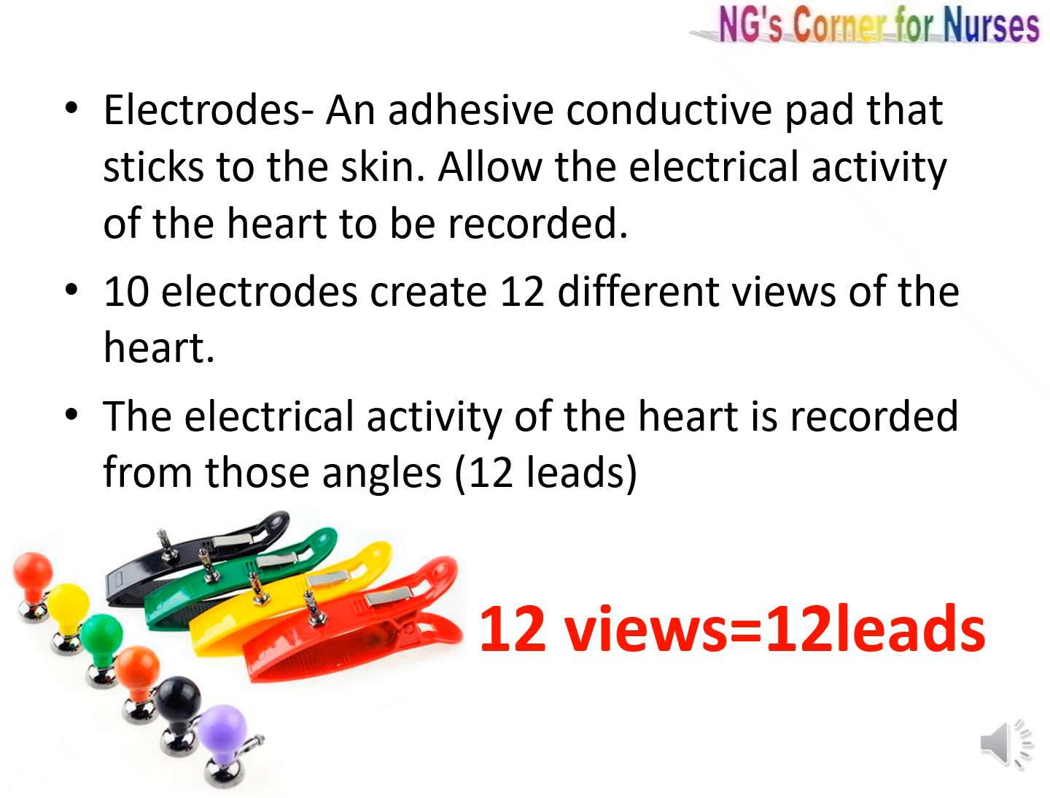So, a lead is a recording or view of the electrical activity of the heart from the angle of that particular electrode. Some of the electrodes communicate with each other, which is why there are 12 different views or leads from only 10 electrodes.